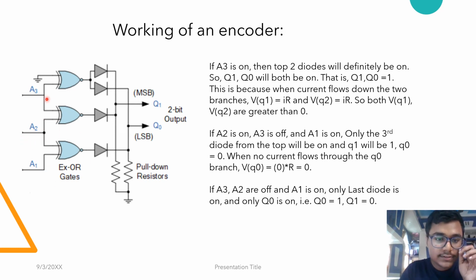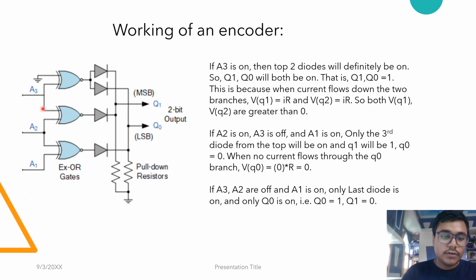So when A3 is on, the voltage is between 3 and 4 volts. Only the first logic gate will be on, and so only the first 2 diodes will be on. The current will flow down through both the branches, and so both Q1 and Q0 will be 1.